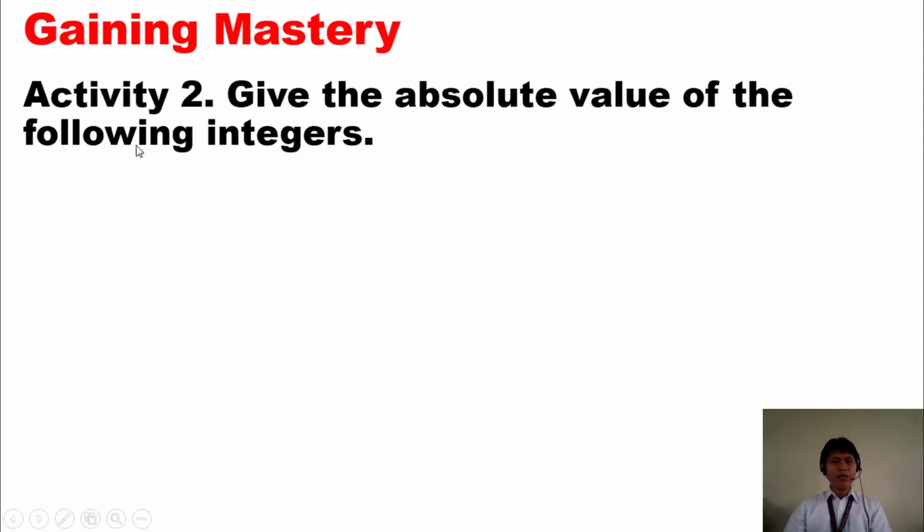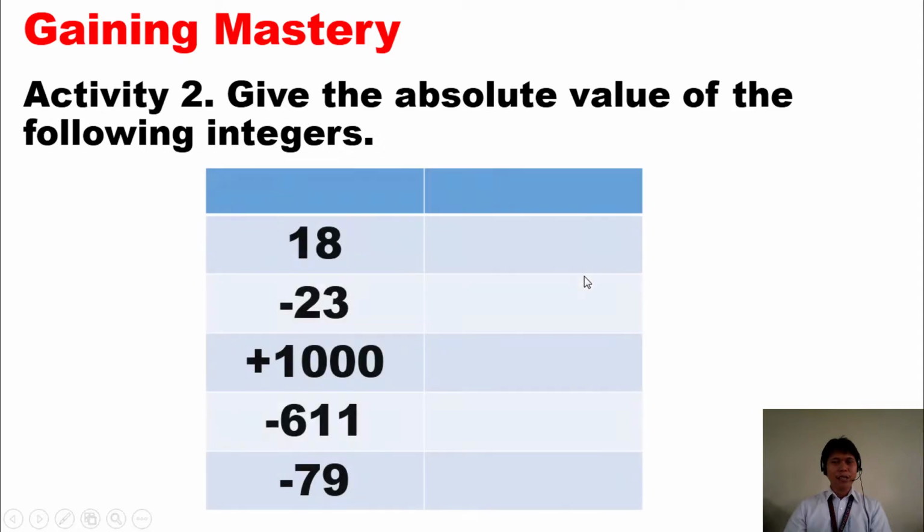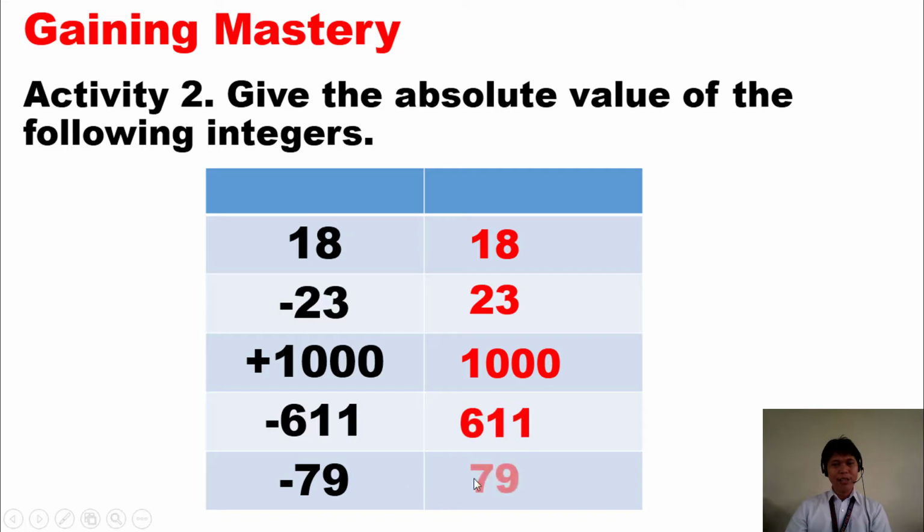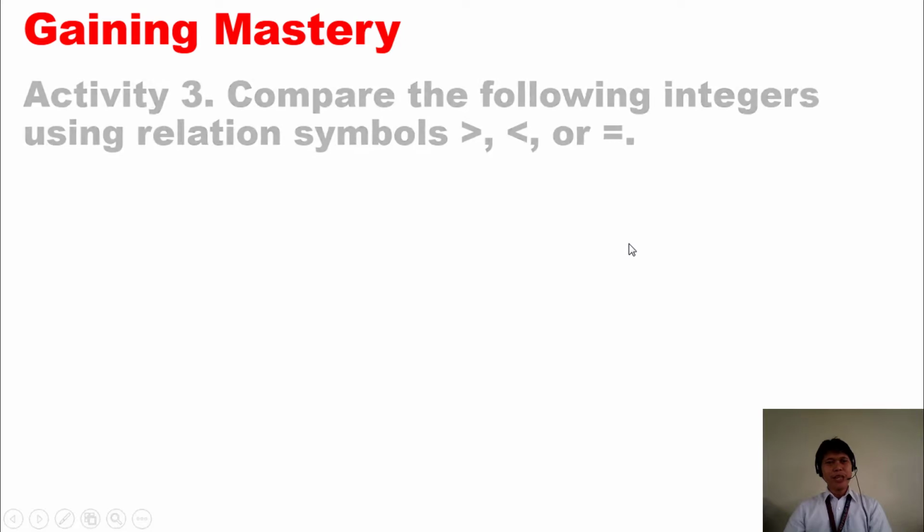Give the absolute value of the following integers. Start. Okay, so absolute value, as I've discussed earlier, just write these numbers with the positive sign. So this is 18, positive 18. It is 23, this is 1000, this is 611, and this is 79. Because absolute value is always positive. Did you get all 5 correct answers? Okay, very good. We have activity number 3.